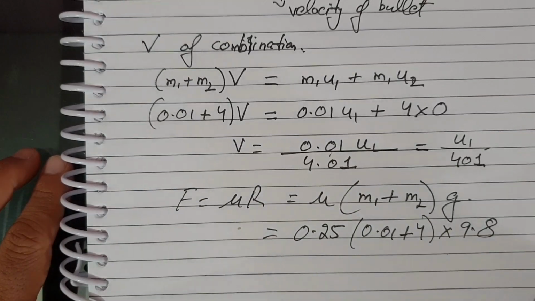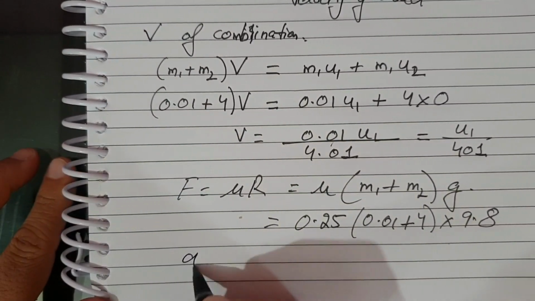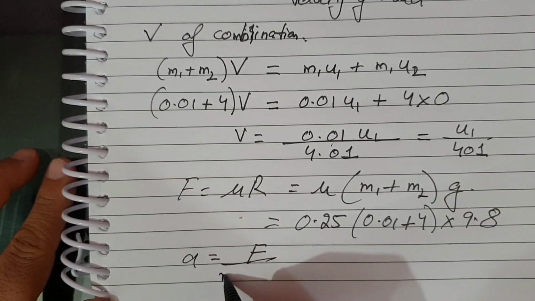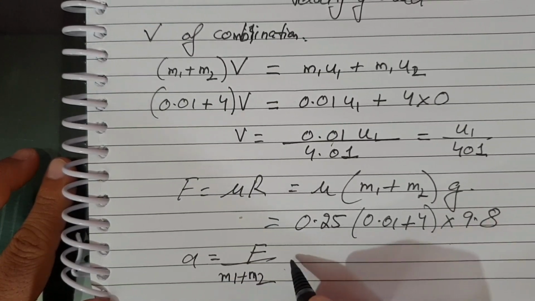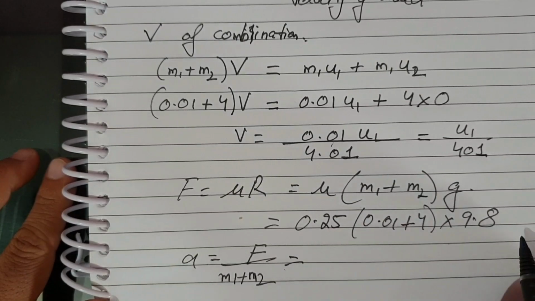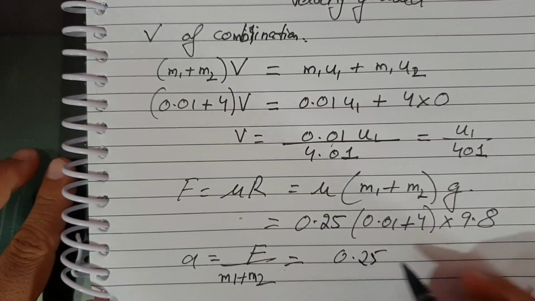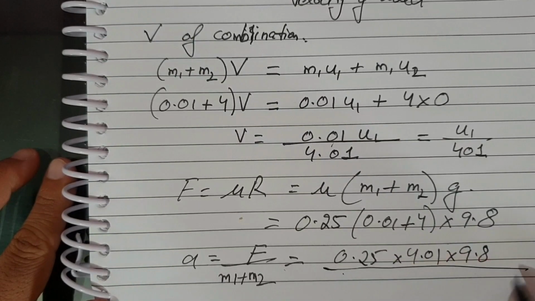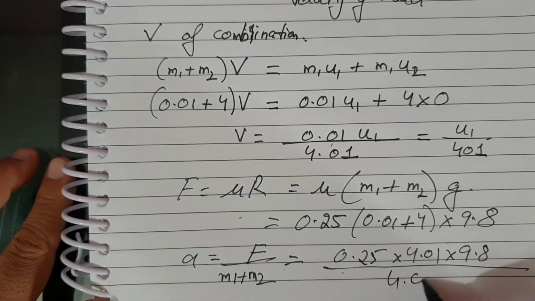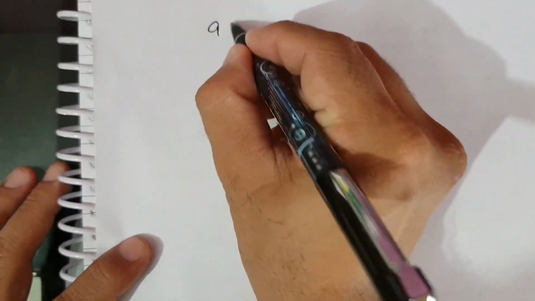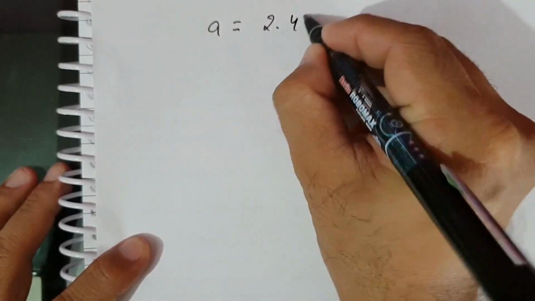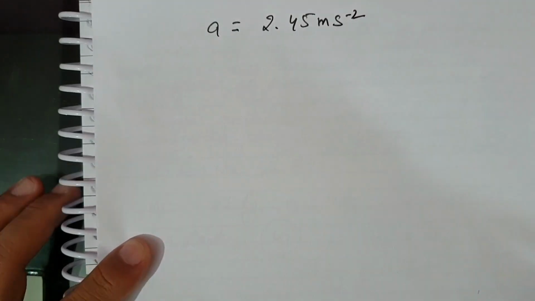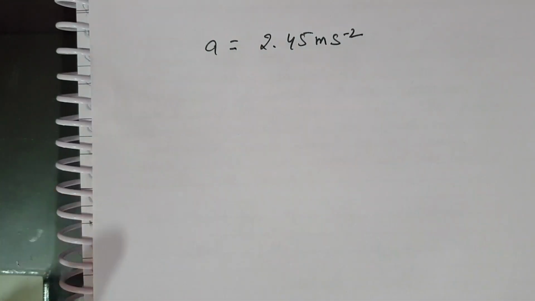Now what is the retardation produced? The retardation produced, A, will be given as F upon m1 plus m2. Substituting the value of F, which is 0.25 into 4.01 into 9.8, this whole upon m1 plus m2, which is 4.01, you will get A as 2.45 meter per second square. This is the retardation of the combination when the bullet is embedded inside the wooden block.